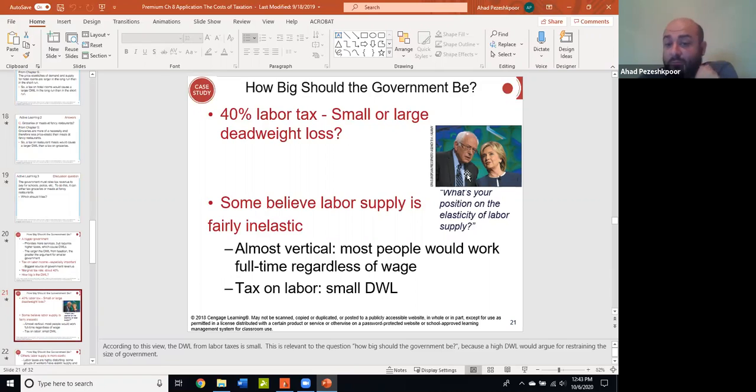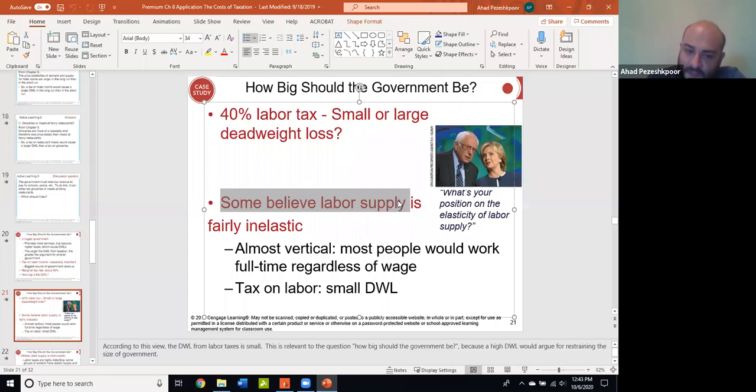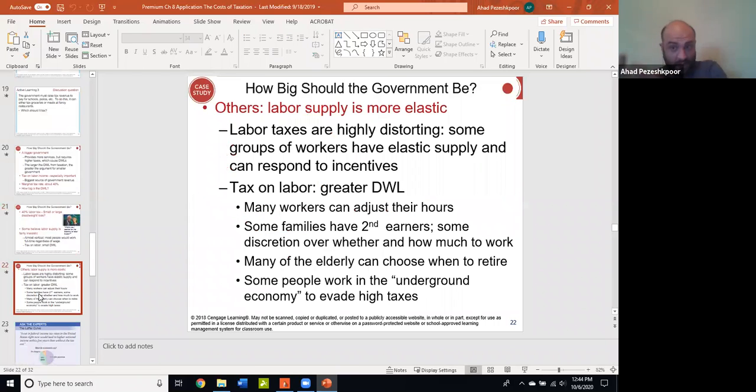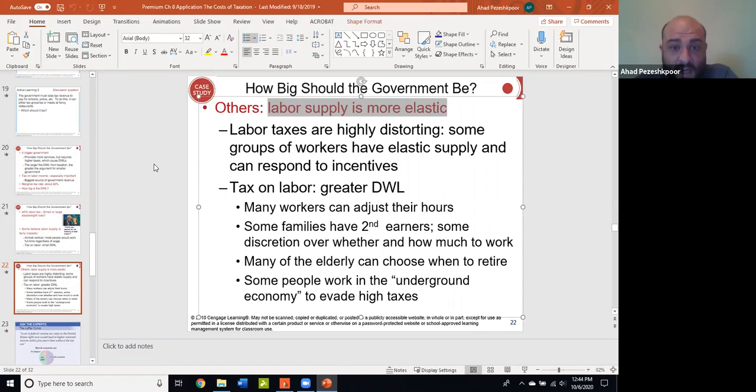But then the other side, the right side, they say some believe labor supply is fairly inelastic. It's almost vertical. Most people would work regardless of their wage. Therefore, tax on labor would have a really small difference. But the other side, the right side, they would say, no, not really. They say labor supply is more elastic, actually, because people don't need to stay in the market.